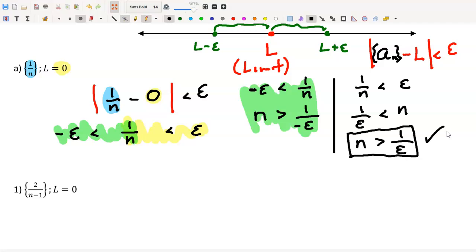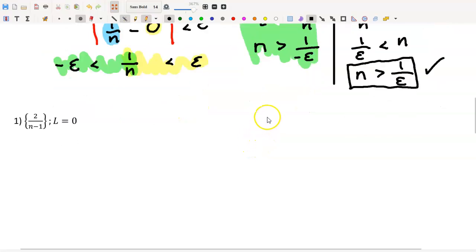So a lot of the same setup, a lot of the same steps. We still have two inequalities to do, just like before. It's just that instead of having an actual number here, we use epsilon, and that gives us what we're looking for. Okay?